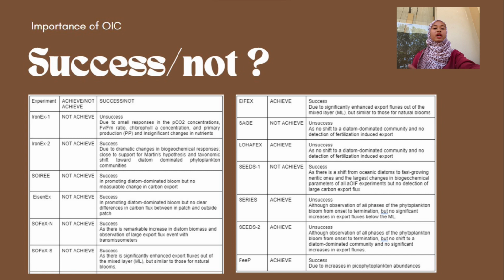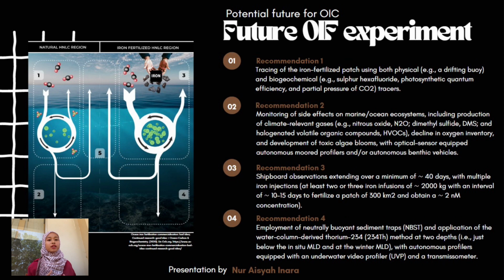Here is the list of experiments that achieved the objective and some that did not achieve the target. Also, there are experiments that were fully successful and unsuccessful. There are a few ideas on how to improve future OIF experiments.